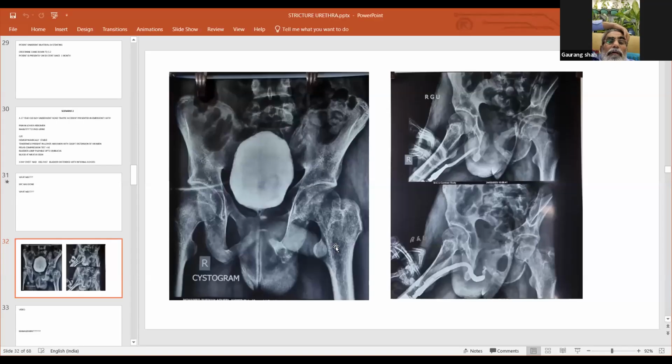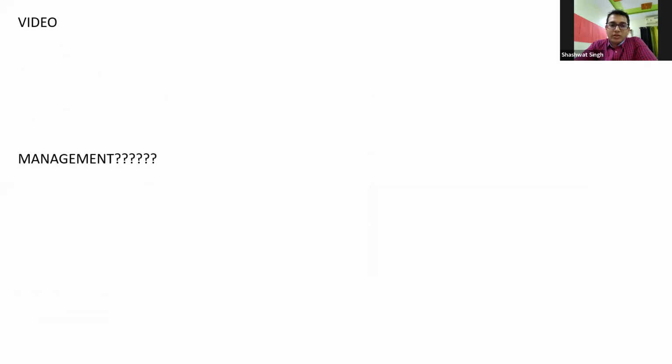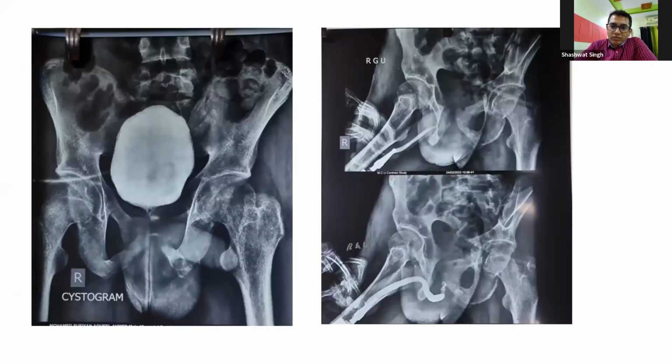Yes. So now this is a situation. Sashwat or Rajesh, now what would you like to do? Sir, we'd like to assess the distraction defect, sir. How much is the distance? As you can see on the X-ray also, it is the same thing. Looks about, sir, more than 4 to 5 centimeter.